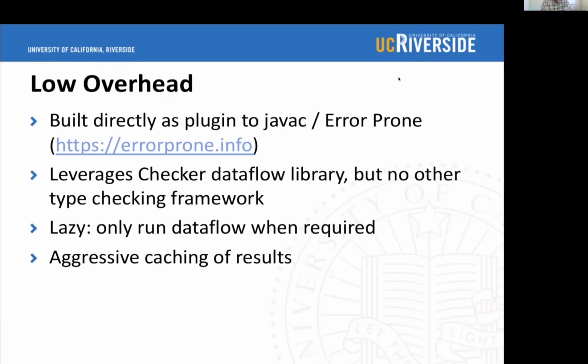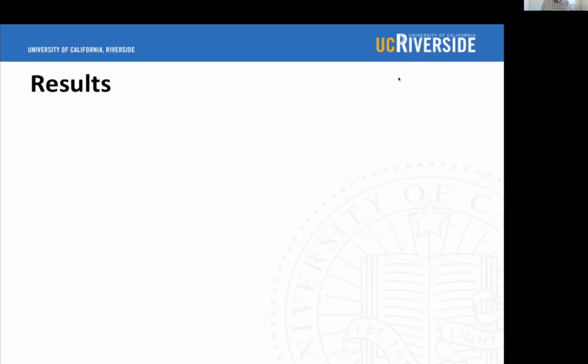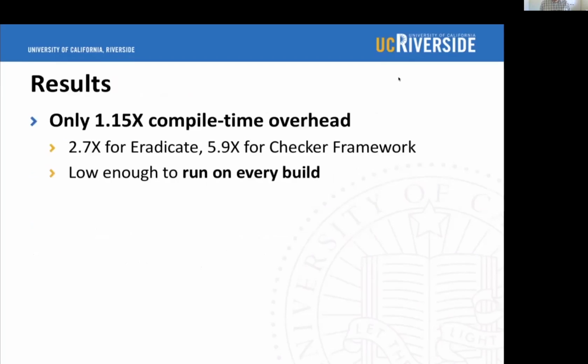So let me talk about some of our results. In terms of overhead, this was a big win. On average, we only saw about a 15% overhead over just compiling your code. That's pretty low and much lower than these alternate tools. And it's low enough that you can run this on every single build. And that's what Uber still does for all their Android code. Anytime you compile it, NullAway is running. So then there's a question of how we are affected by these unsound assumptions?